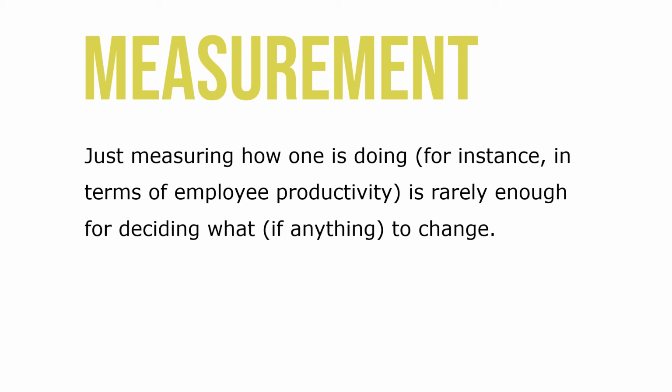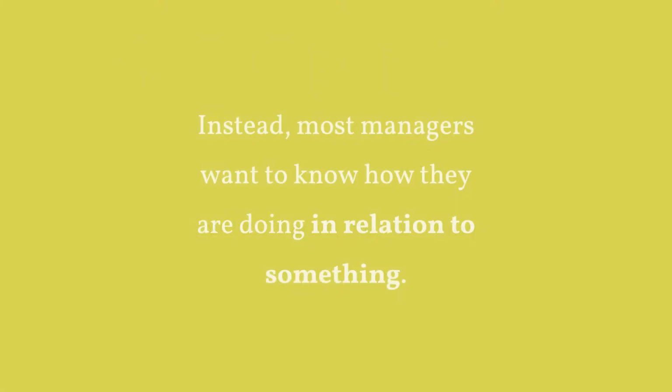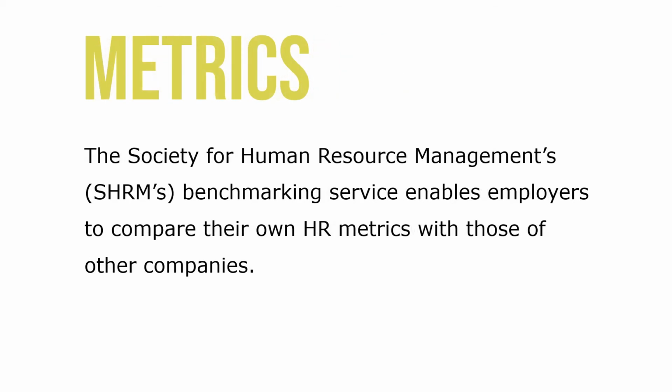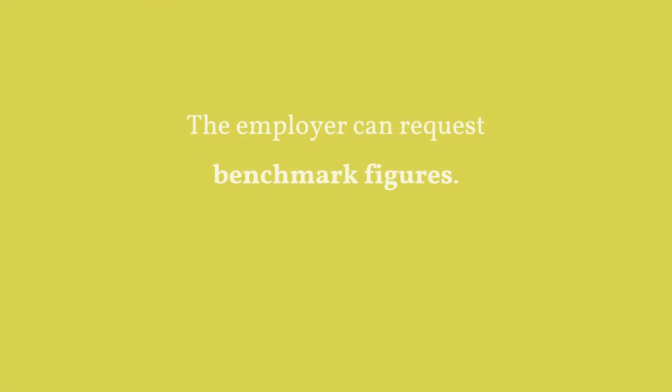Just measuring how one is doing, for instance in terms of employee productivity, is rarely enough for deciding what, if anything, to change. Instead, most managers want to know how they're doing in relation to something. Similarly, the manager may want to benchmark the results, compare high-performing companies' results to their own to understand what makes them better. The Society of Human Resource Management, known as SHRM's benchmarking service, enables employers to compare their own HR metrics with those of others. The employer can request benchmarking figures using their system.